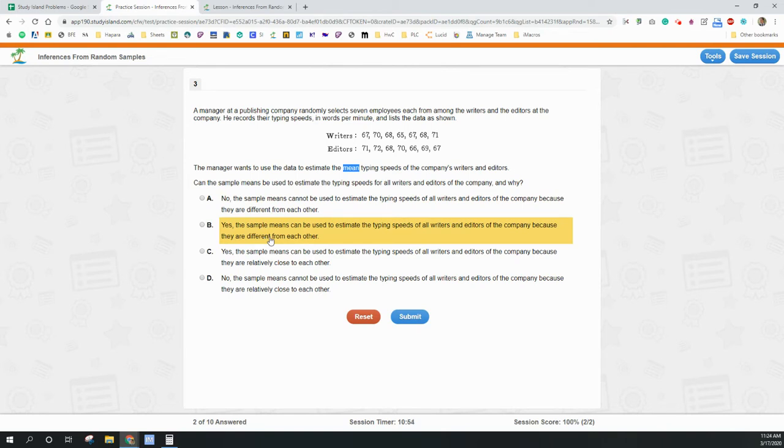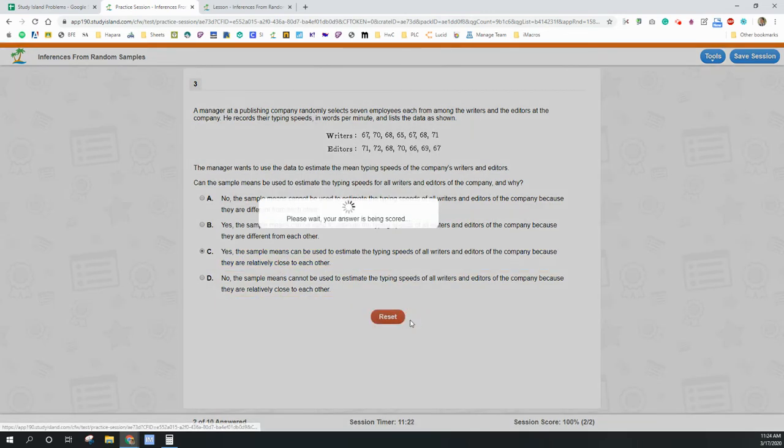So now we just have to determine if the fact that they're close together means that we can use them or that we can't use them. And the answer is we can use them. If they were wildly different from each other, then that would be hard to use that data because there'd be something separating the writers and editors' ability to type or how fast they can type. Because we're getting relatively similar data from both groups of people, we can use their sample means as a tool to estimate the typing speeds of everybody.